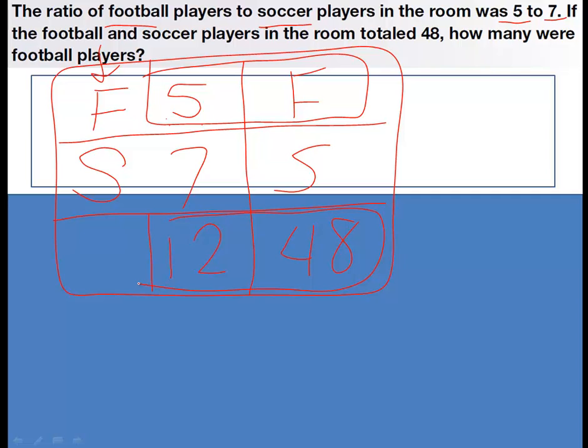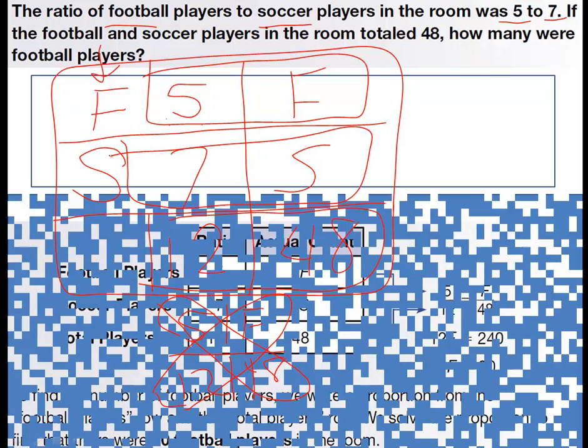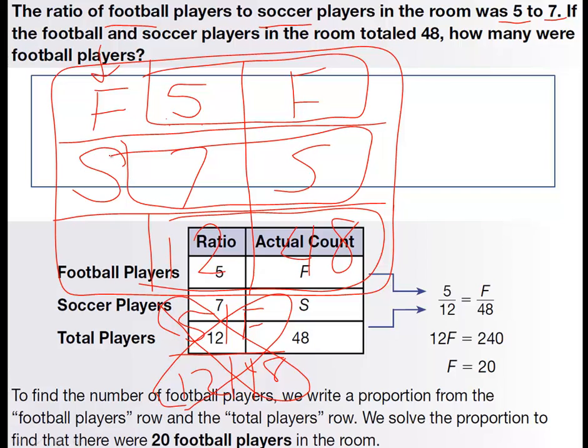So if I take a little mini version of that, I go 5 over 12 equals F over 48. Then I cross multiply and divide by 12. I don't even have to worry about this right now. When I do 5 times 48, I get 240, and I divide by 12, I get 20. So I know that my football players are 20. Now that I know they're 20, I can take 48 minus 20 and know that my soccer players are 28.